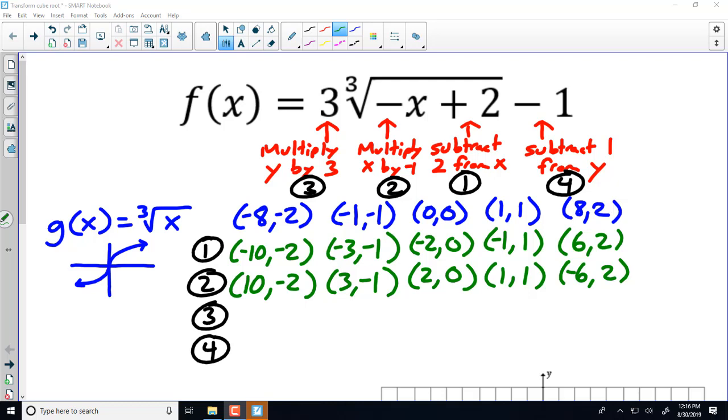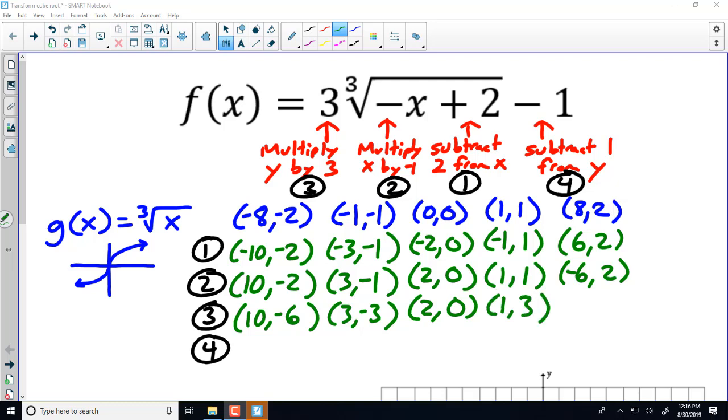Now it is time to start messing with the y's. So we will multiply all the y's by 3, but leave the x values alone. (10, -6), (3, -3), (2, 0). That didn't change, which is okay, because we multiplied 3 by 0. (1, 3) and (-6, 6).